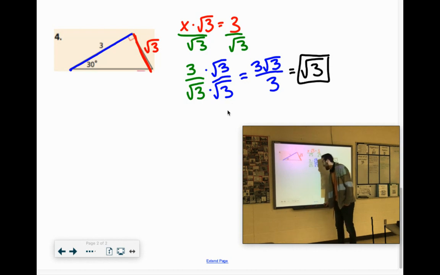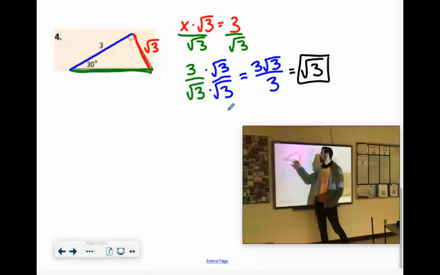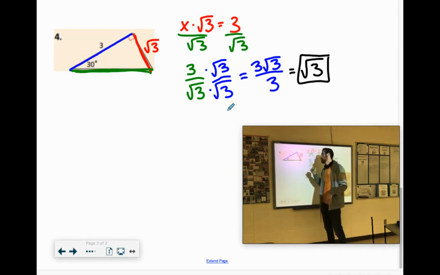And then remember, the hypotenuse is just 2 times as long as that short side. So 2 times the square root of 3 is not root 6. Be careful with that. This is 1 root 3. 1 root 3 times 2 would just be 2 root 3.